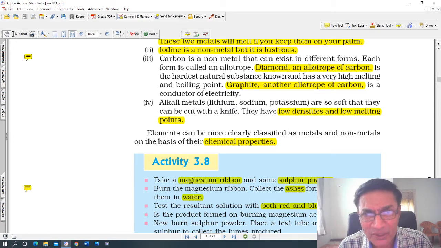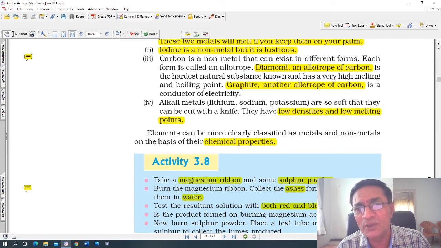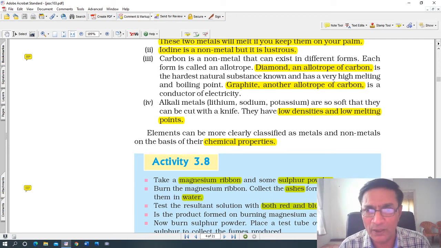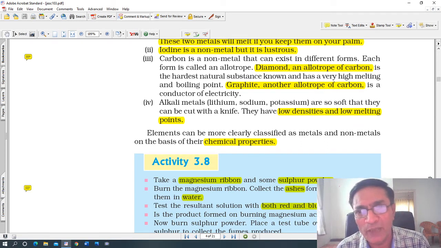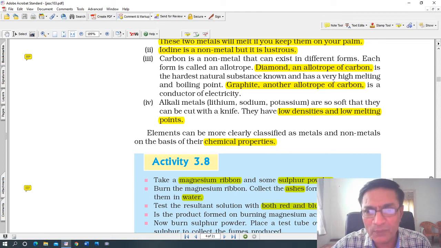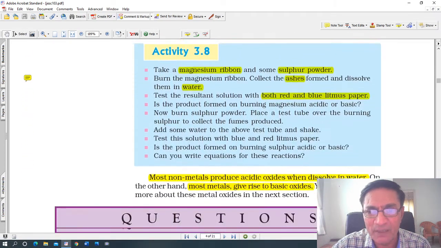So you see there are certain contradictions or rather exceptions to the rule. And that is why physical properties alone are not enough. Just the physical property is not enough to determine whether it's a metal or non-metal. We have to study them further. And the best way to study them is of course through chemical properties. So now we'll come to some chemical properties, okay.